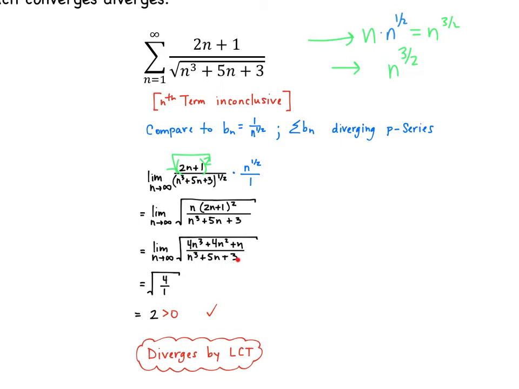If we go through, we should recognize when we're taking the limit, everything will cancel except for the leading coefficients. So we really have the square root of 4/1, which is just 2. Again, since that's greater than 0, we can apply the limit comparison test. Since we're comparing it to a diverging p-series, the entire thing will diverge by the limit comparison test. Let's move on to the last two examples on the back.